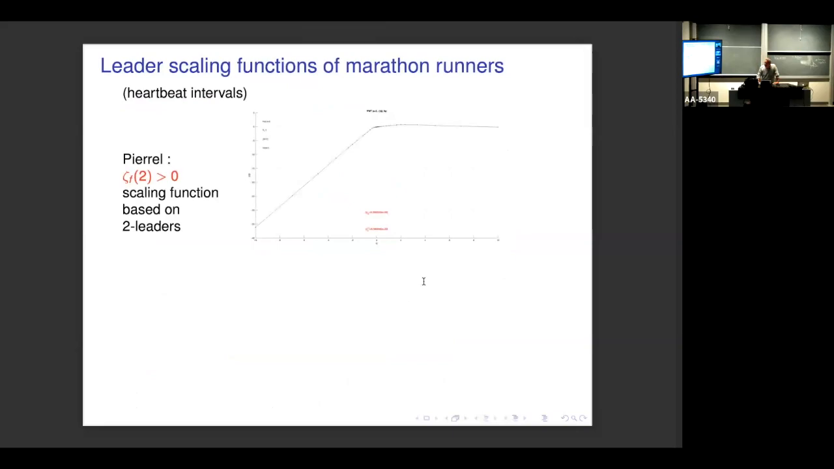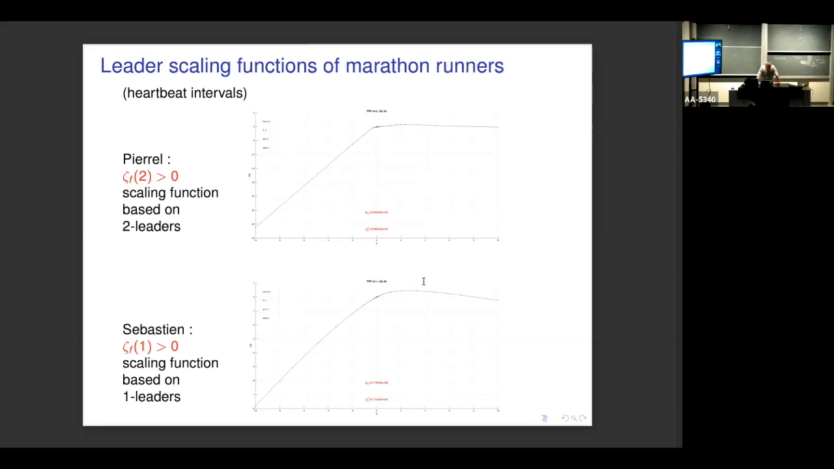Okay, so let me just show you, for instance, some analysis that we did recently on marathon data. For those who were at the summer school, there was a poster on this data, and this is for instance the 2-leaders scaling function. We have to take 2-leaders, so p equals 2, because if you remember what I said yesterday, for such data you cannot use wavelet leaders because the data cannot be modeled by a locally bounded function. Whereas for p equals 2 it's okay, and you can use p-leaders. So this is an example of a scaling function. And this is for another runner.